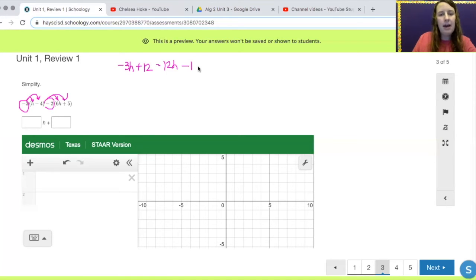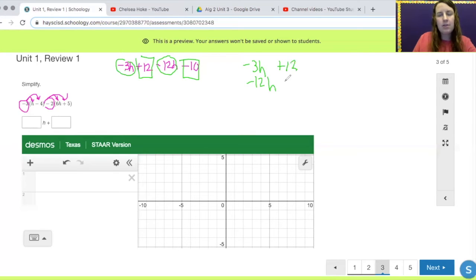So now that we have all of our stuff distributed, we're going to need to combine our like terms. So I'm going to go ahead and circle my h's. So I have a negative 3h and a negative 12h. And then I'm going to box in my constants. So I'm going to use a square. Positive 12, negative 10.